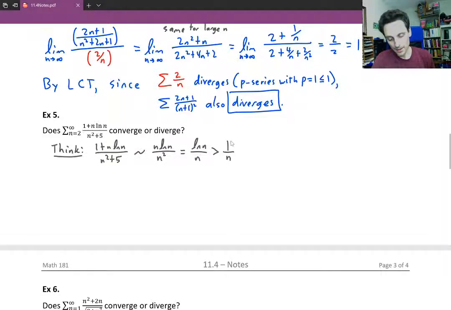So basically, what we can think is we can compare this function, or this term of the series here, with 1 over n. That's going to be our b sub n in this case. We'll try comparing it to 1 over n.